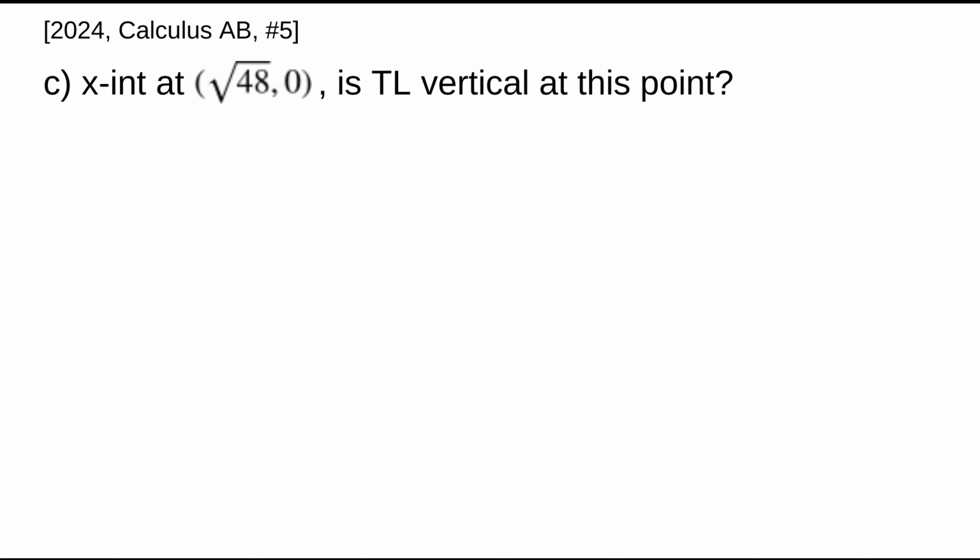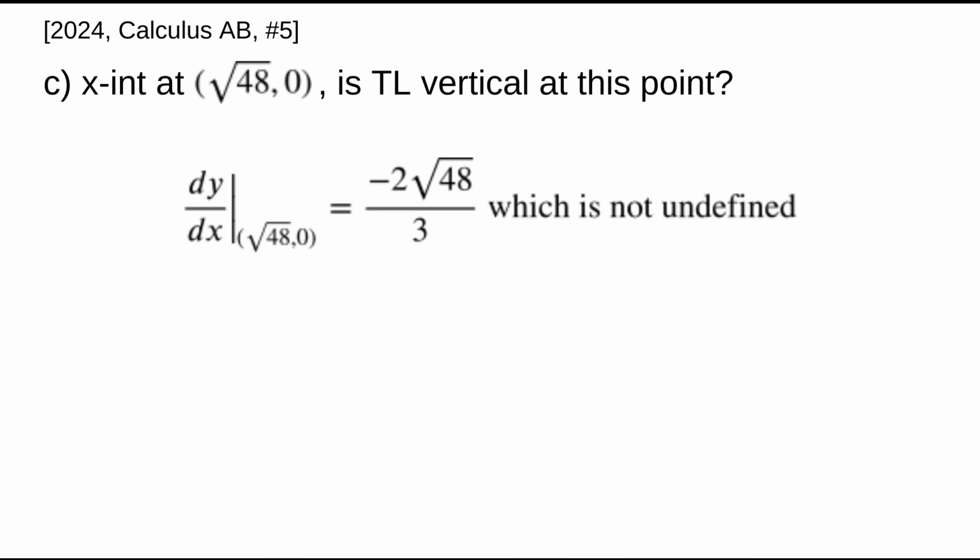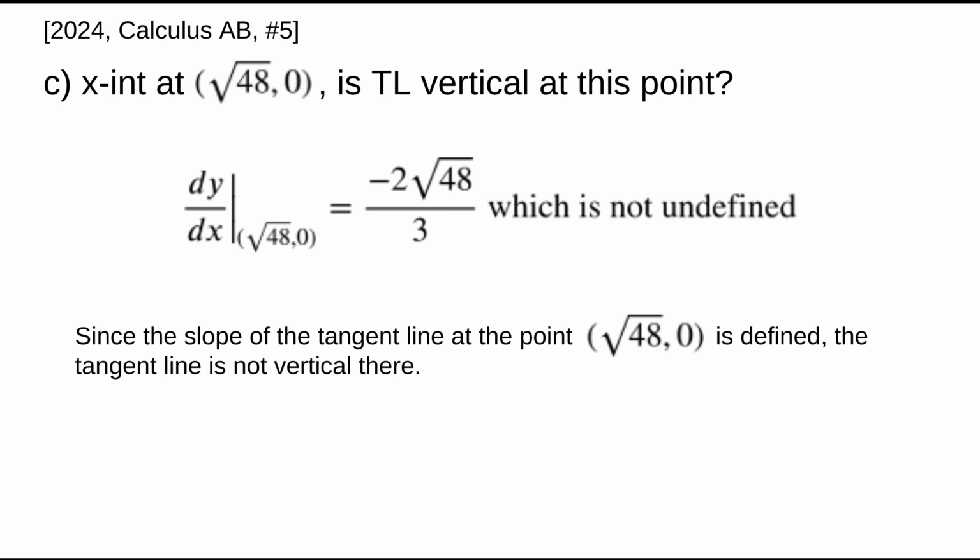In part C of this question, we're given that the curve has an x-intercept at the point (square root of 48, 0). And then we are asked if the tangent line to the curve is vertical at this point. Well, if the tangent line is vertical, then the slope must be undefined. If we actually substitute (square root of 48, 0) into our formula for dy/dx, we get a defined slope, -2 square root 48 all over 3, and that is not undefined. So our tangent line at this point is not vertical, and therefore no. Tangent line is not vertical at this point. We get a slope which is not undefined.